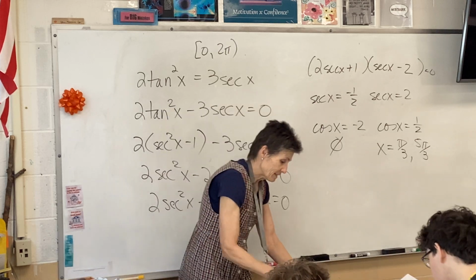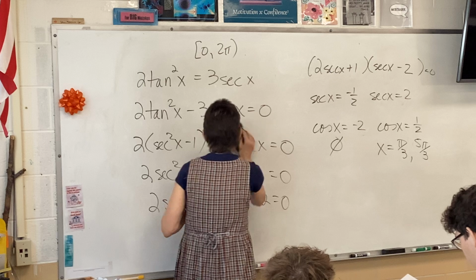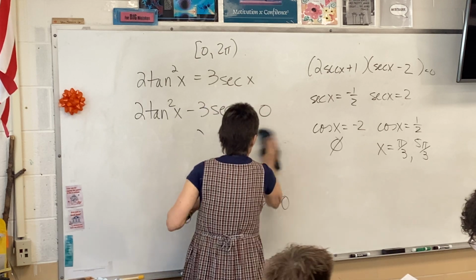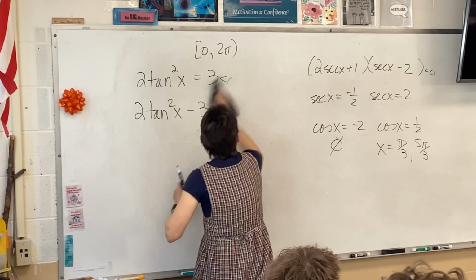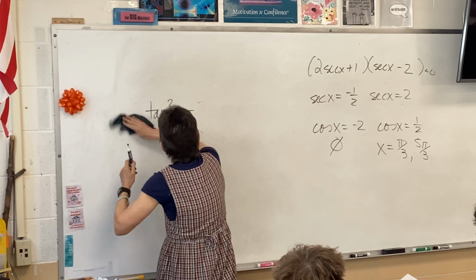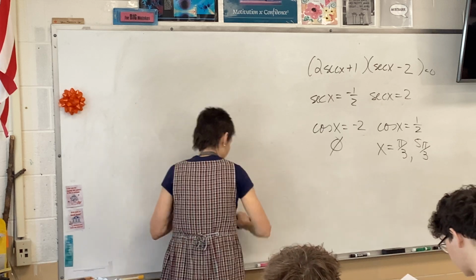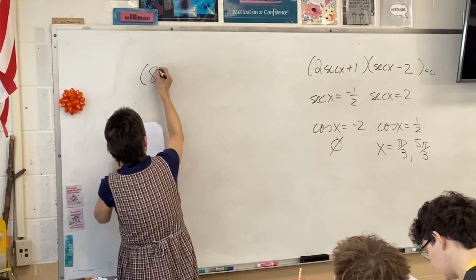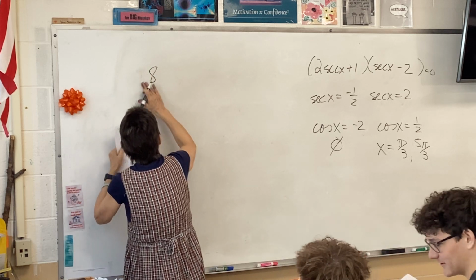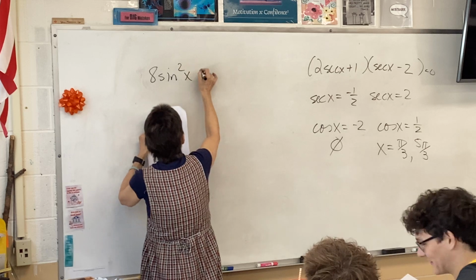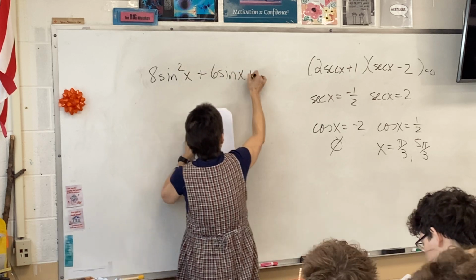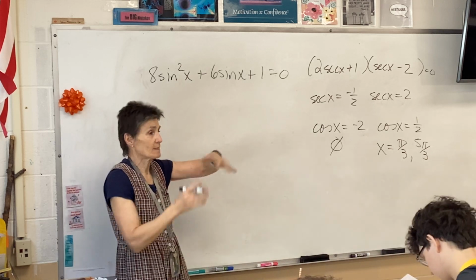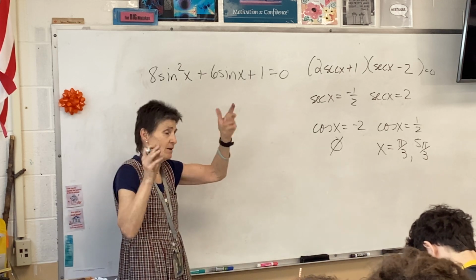All right, here we go. 10C. Use calculator. Why do I need to use a calculator here? Let's see. We have 8 sine squared plus 6 sine plus 1 equal to 0. That's a little quadratic equation. It's got all the same variable in it.